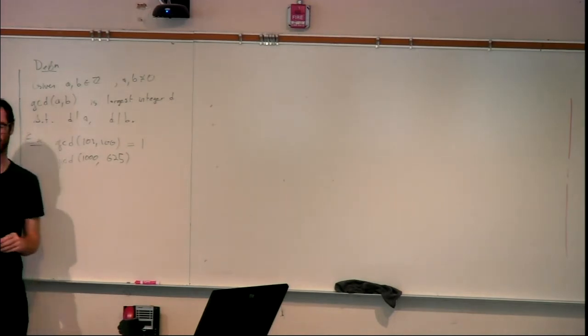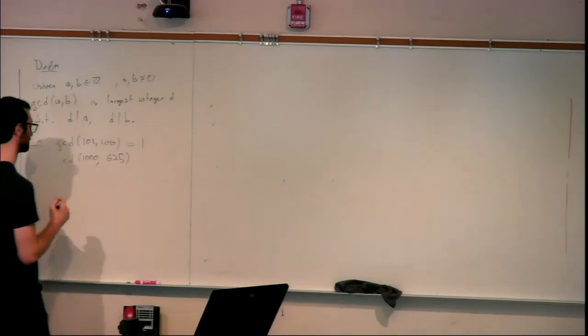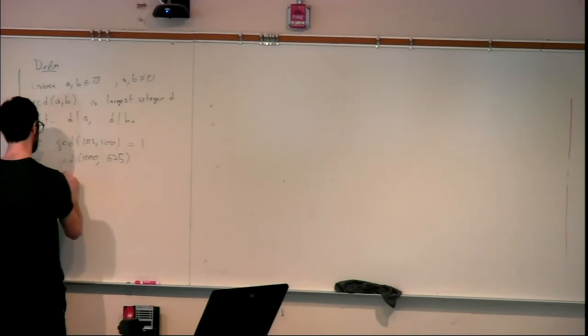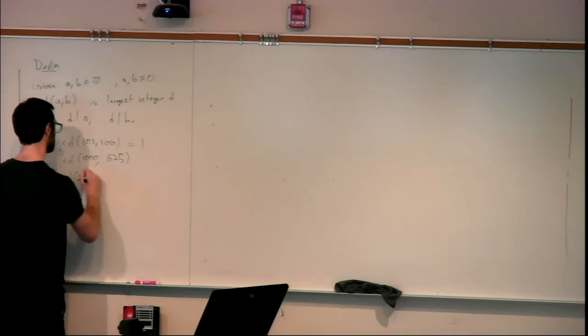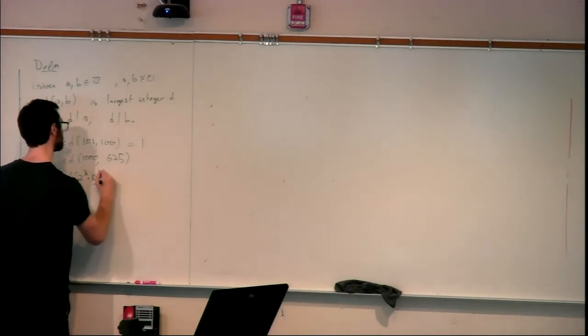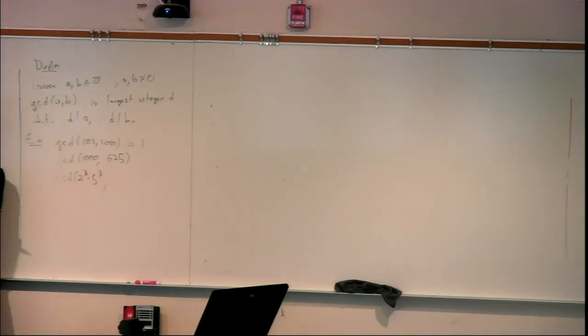So what's the prime factorization of 1,000? Well, 1,000 is 10 times 10 times 10. I know the prime factorization of 10, it's just 2 times 5. So 1,000 is 2 cubed times 5 cubed. And then I can look at 625. It turns out that 625 should be 5 to the 4th.